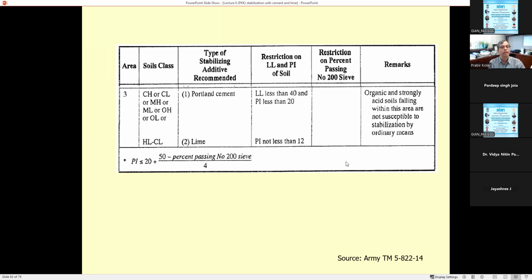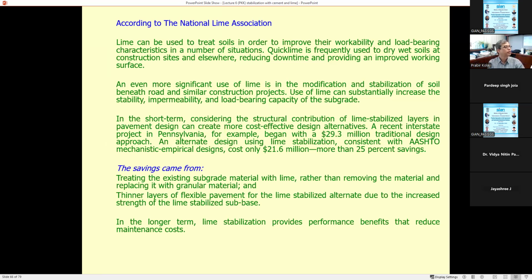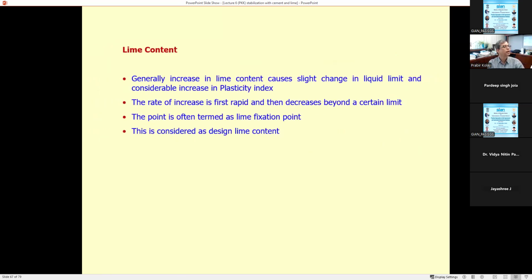Organic soil and peat soil is much more challenging because it has fibers, it is acidic, and it has too much water content, so stabilizing this type of soil is much more challenging. So I'm not going to go into that here. National Lime Association: lime content generally increases, as I already mentioned, and you need to check the lime fixation point. Sometimes you first add a little bit of lime to modify the clay, and then you add some more lime just for the reaction, okay?